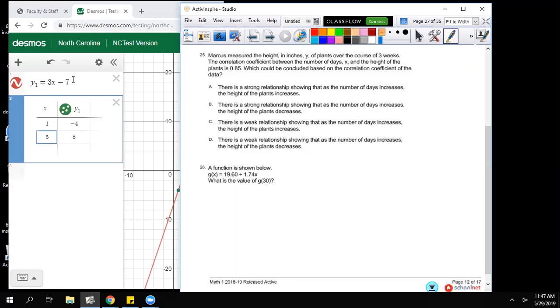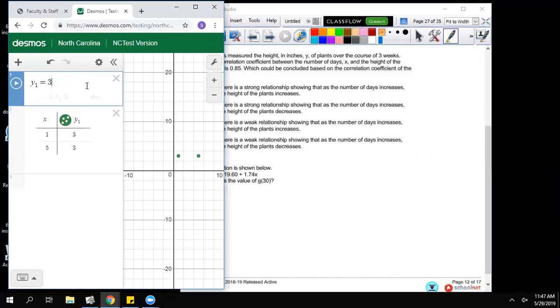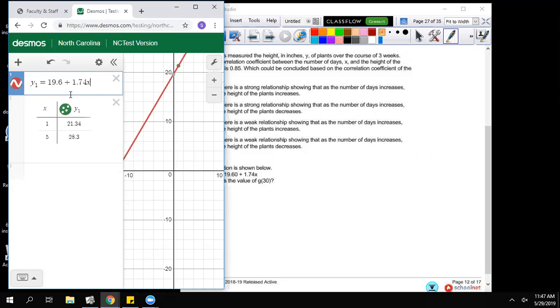Again, I can have Desmos do that for me. I'm just going to change my number, so y of 1, and I've got 19.6 plus 1.74 times x, okay? And here I need to change my values. So I just want to know what x, if my x value was 30, what would g of x be? And I've got 71.8. Again, I could also just plug that into the calculator.